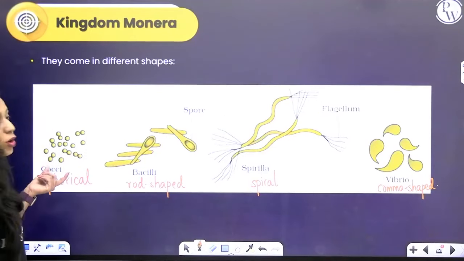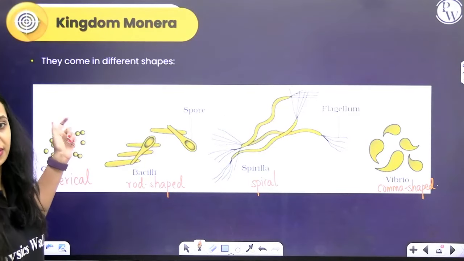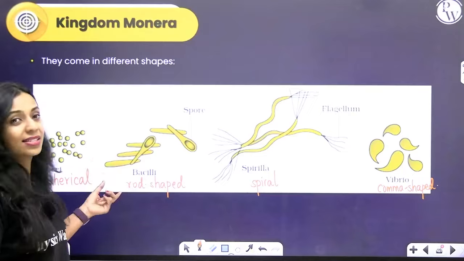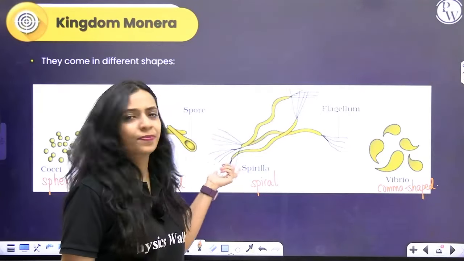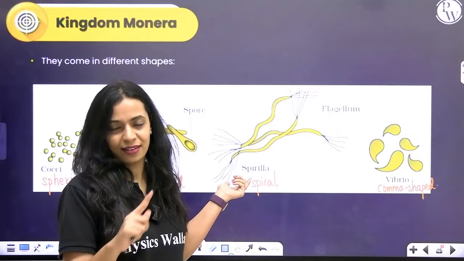I'm sure you've heard of Streptococcus and Staphylococcus. They are all spherical bacteria. Bacillus thuringiensis is a rod-shaped bacterium. Among the spirilla, Helicobacter pylori is helical.